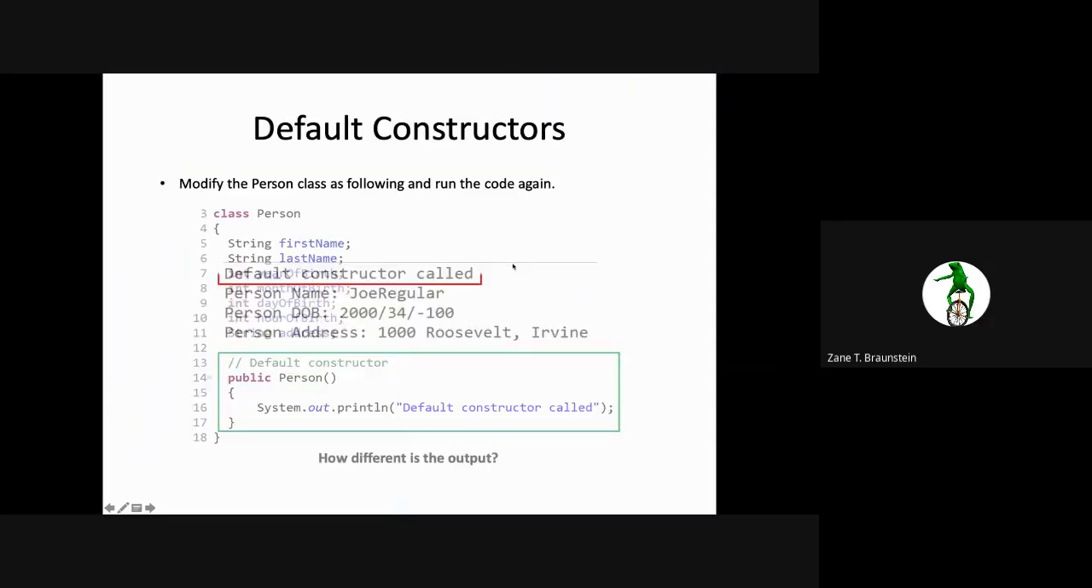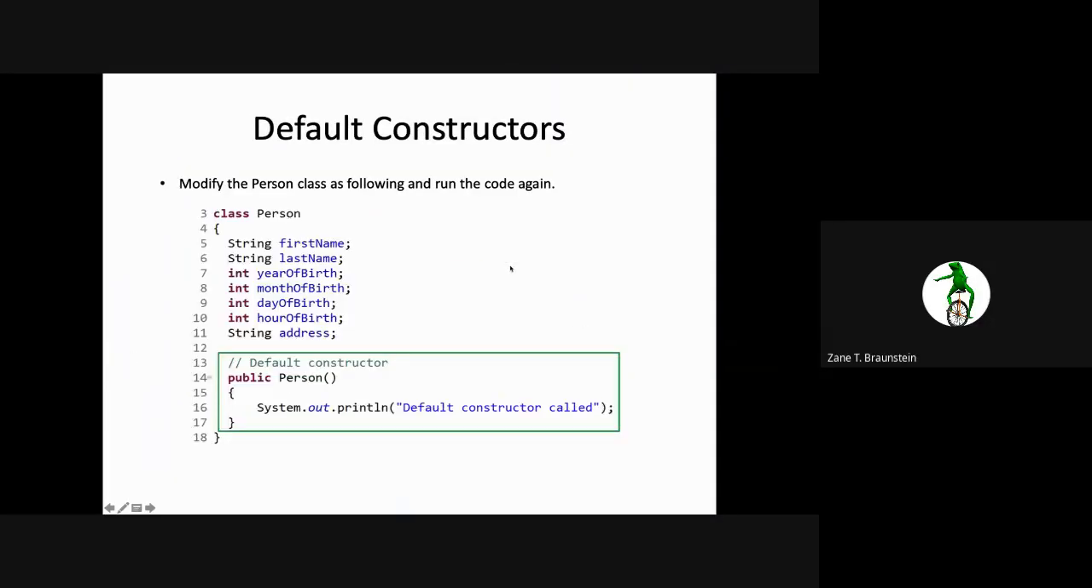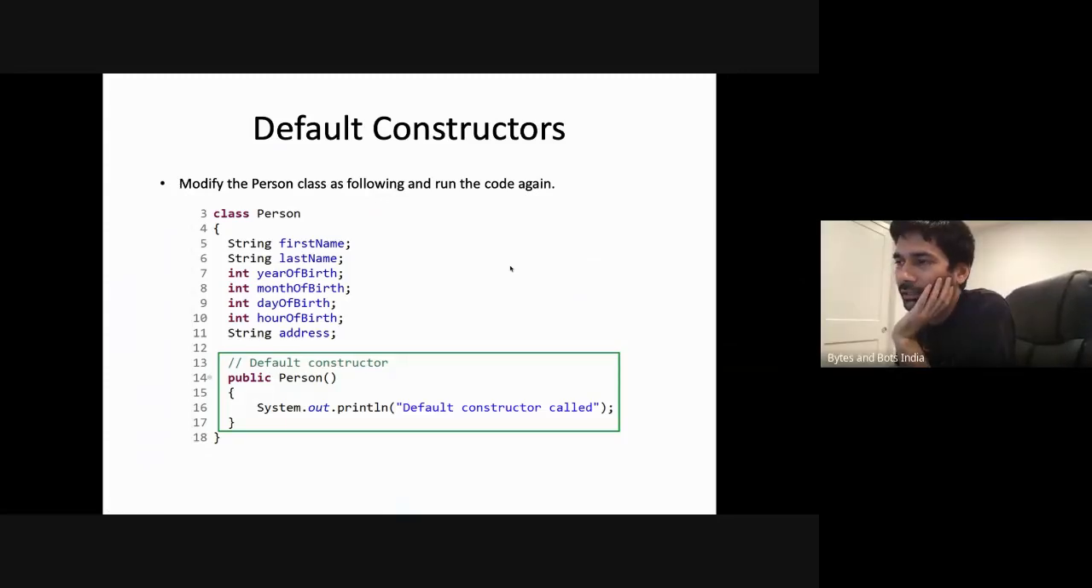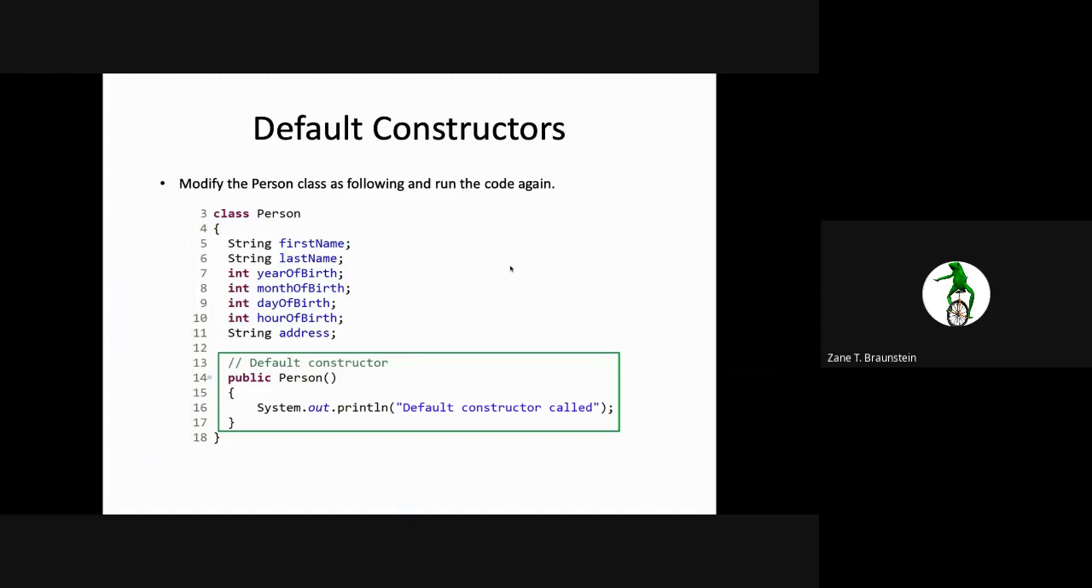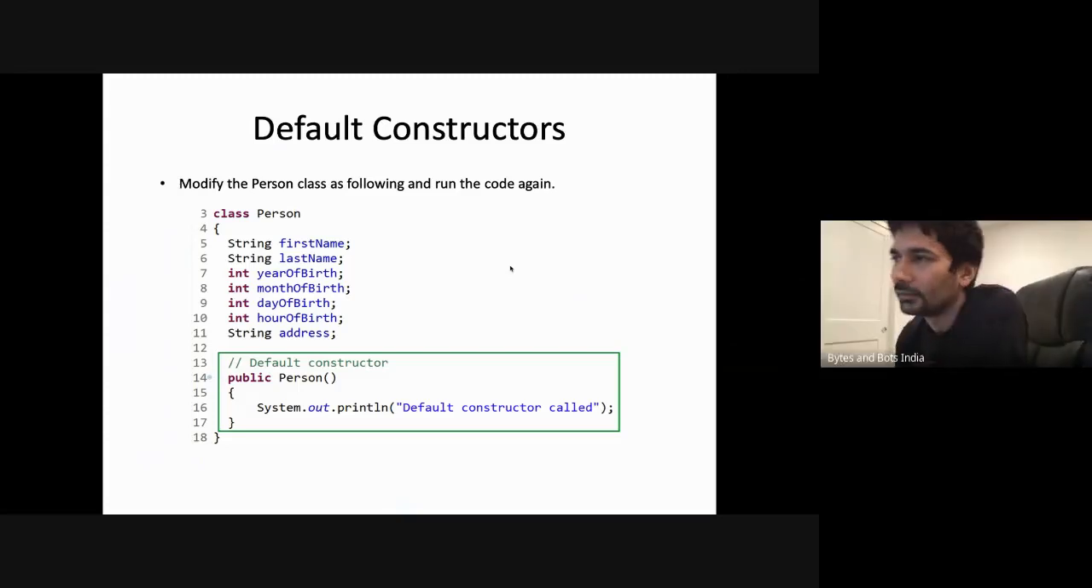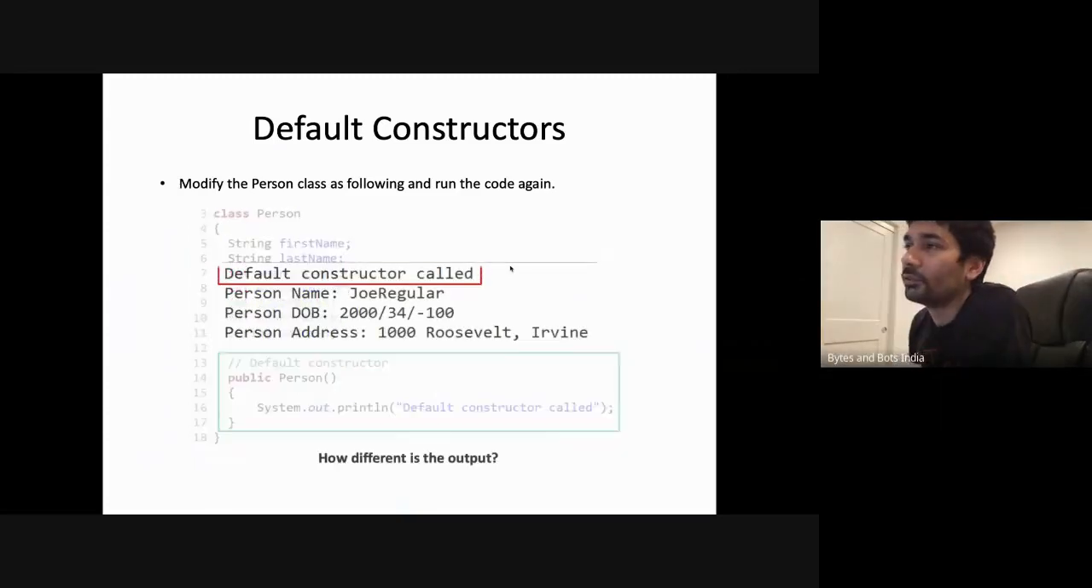Wait, so does the default constructor go for every single object created with the class? Yes. All right, and that's also the first thing that happens, because I saw that it went before all the other stuff like person name and person DOB. Okay. You got it right actually. That's exactly what I want to discuss.